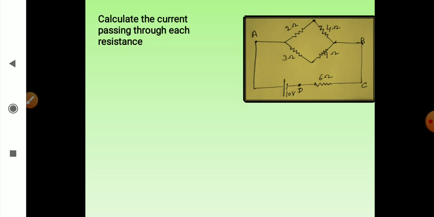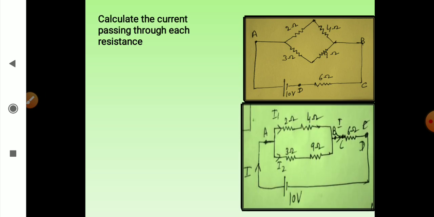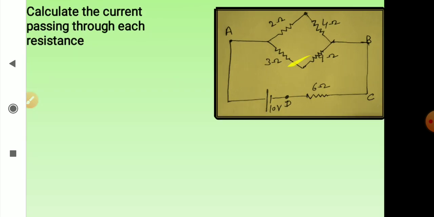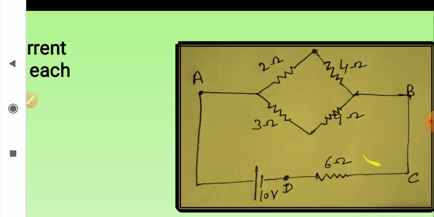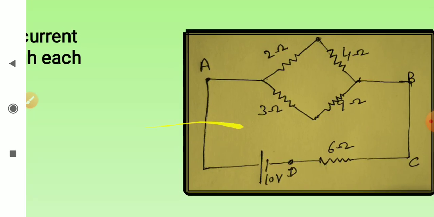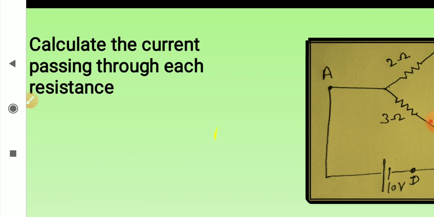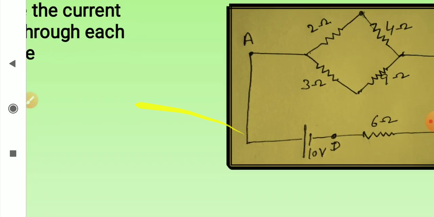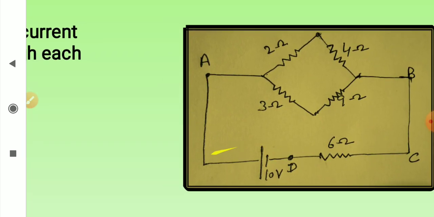आपके पास डायरेक्टली न्यूमेरिकल्स भी आ सकते हैं और डेरिवेशन भी आ सकती है. सो लेट अस लुक एट दिस वन. पहले तो इस क्वेश्चन को ही समझें. द क्वेश्चन इज calculate the current passing through each resistance. So let us look at the resistances first. See, we have 2 ohm, 4 ohm, 3 ohm, 9 ohm, 6 ohm.